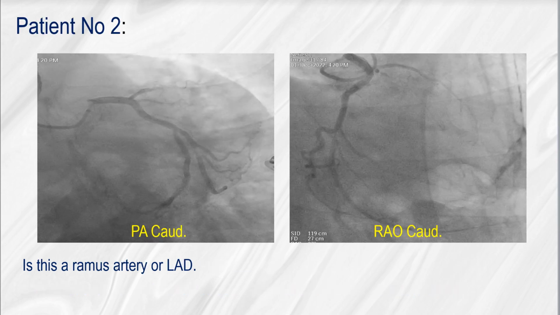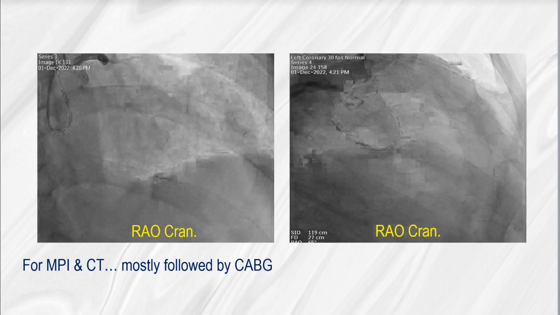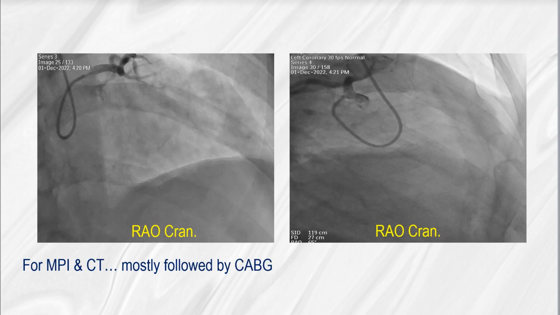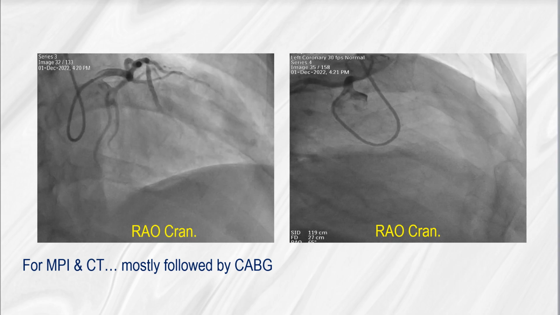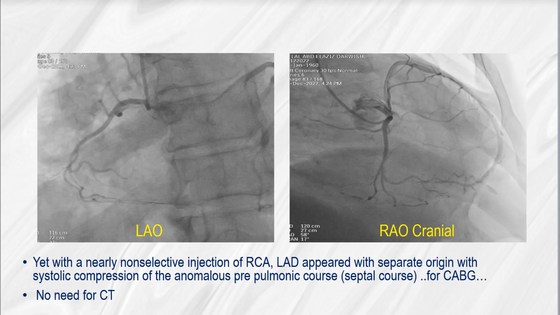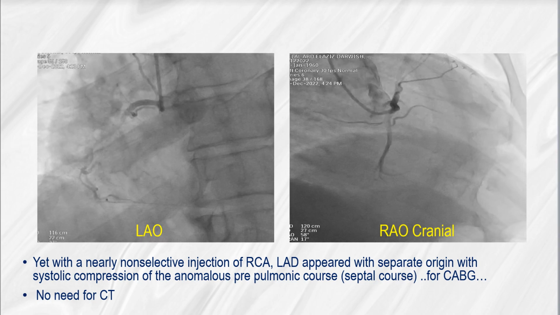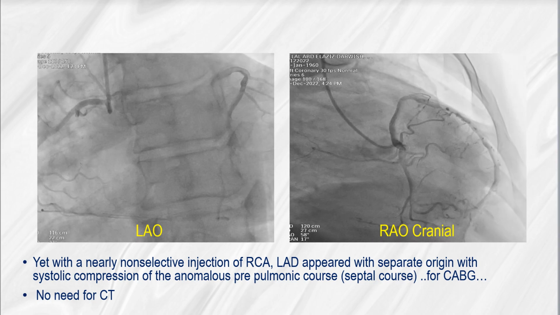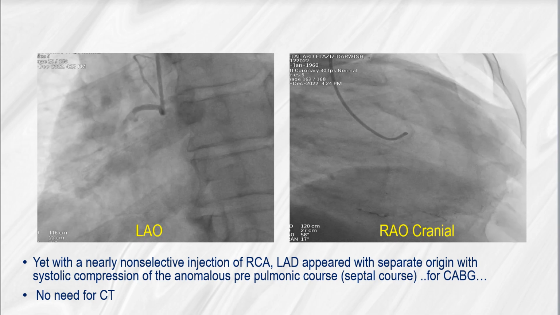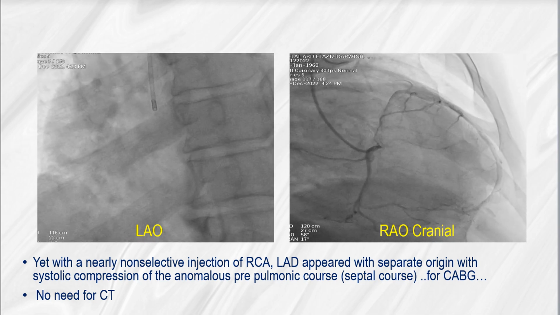In our second patient, is this a ramus artery or LAD? For MPI or CT, mostly followed by CABG. Yet, with a nearly non-selective injection of the RCA, the LAD appeared with a separate origin, with systolic compression of the anomalous pre-pulmonic course, for CABG. No need for CT.